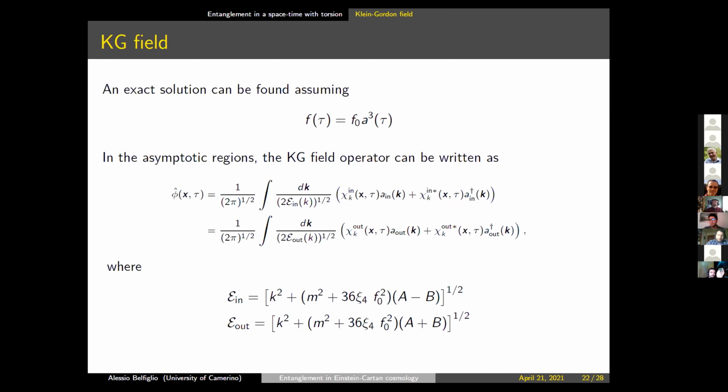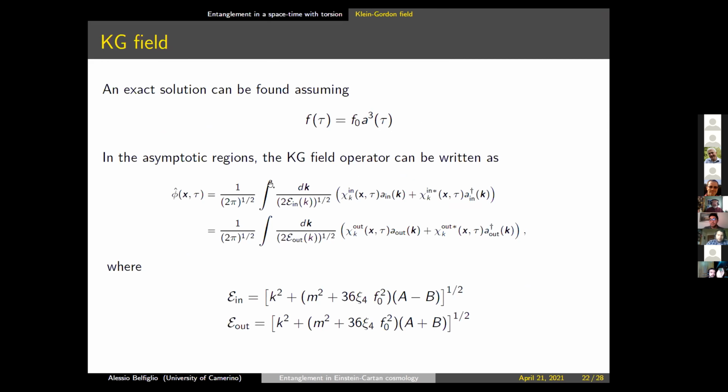Yeah, the procedure is the same. Of course, also in this case one can look for approximate solutions or numerical solutions. Here we have shown that there is a special behavior, a special ansatz for torsion for which we can obtain an analytical solution. Of course, this ansatz cannot be true for the expansion of the universe, but for example, it may be useful in some inflationary scenarios, and we are still working on it. But the procedure is the same.